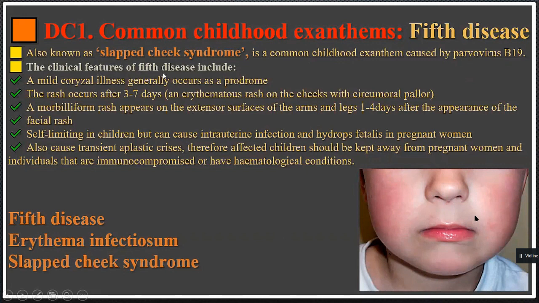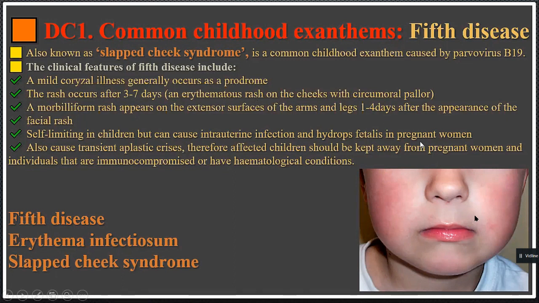The clinical features of fifth disease: they can give you a scenario with a mild coryzal illness. What are the prodrome symptoms, guys, as we said? Irritability, the patient has fever, the patient has lethargy, and so on. The rash occurs after 3 to 7 days. So the incubation period here is 3 to 7 days.